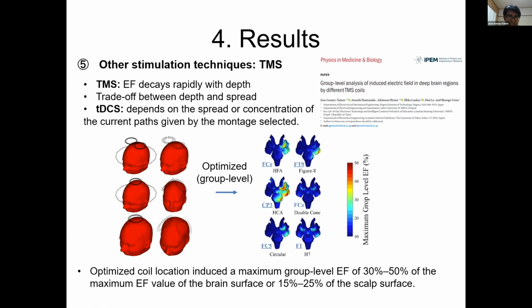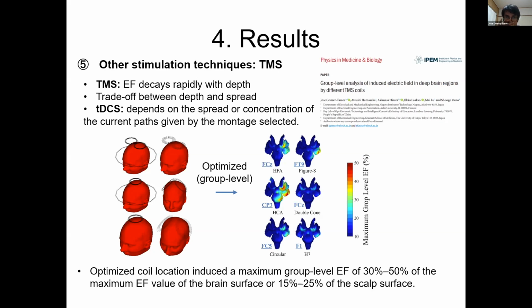Okay, so now I would like to have one parenthesis. What happens, for instance, for other kinds of stimulation like transcranial magnetic stimulation? Here we also have a publication and we address this question. So I would like to very briefly mention what we found here. Of course, the applications of tDCS and TMS are different and the physical mechanisms are not the same. In TMS, the electric field decays very fast with depth. And we have a physical limitation in the trade-off between depth and spread, which is different from tDCS.